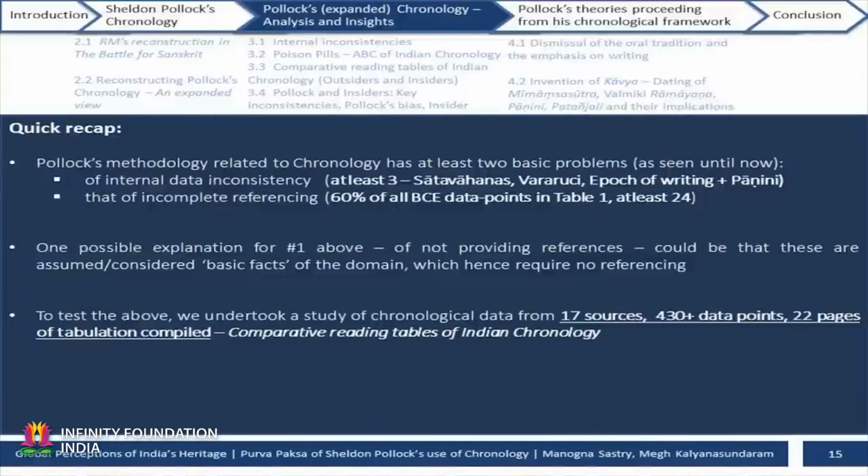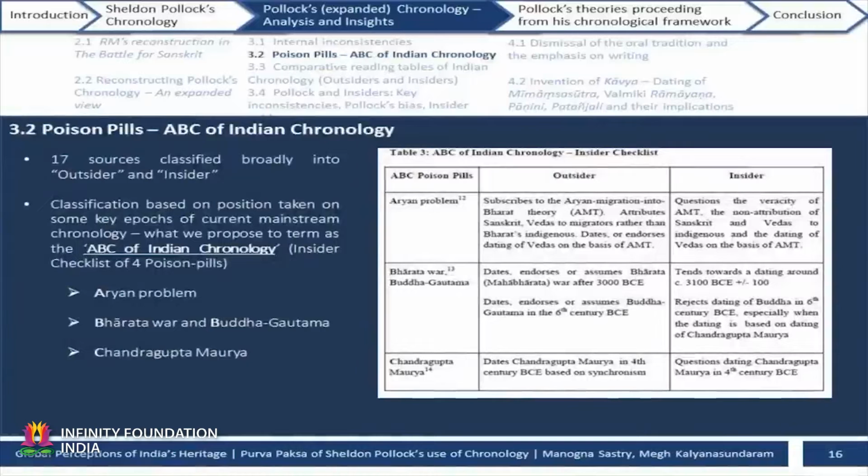Now, these 17 sources were classified broadly as outsiders or insiders, not on the basis of whether she or he was a foreigner or an Indian, but on the basis of the positions she or he takes on key epochs of Indian chronology, what we've called the ABC of Indian chronology, a 4 poison pill checklist, if you will. A. Aryan, B. Bharata War, that is Mahabharata War, and Buddha Gautama, and C. Chandragupta Maurya. Table 3 contrasts the typical positions of the outsider and insider on these epochs. And the same person could be an insider on one epoch and outsider on the other.